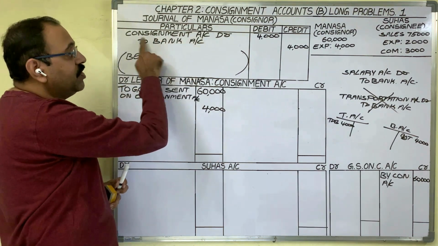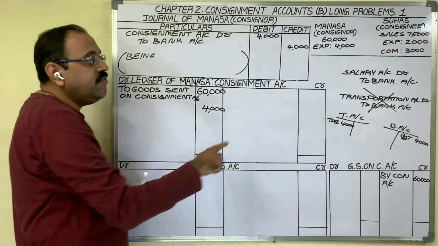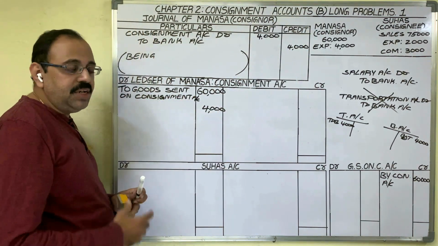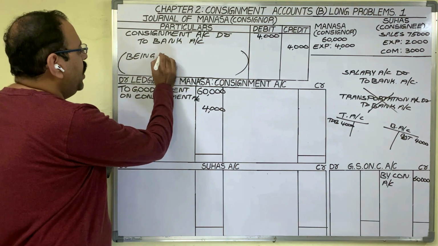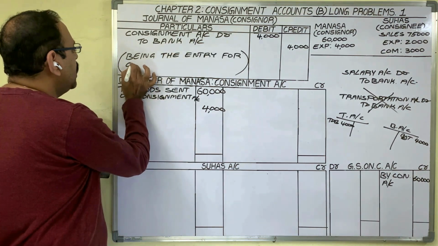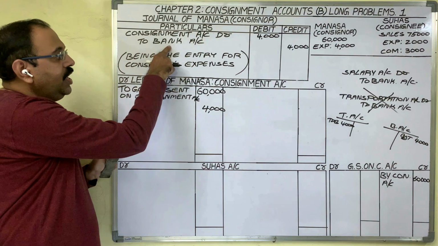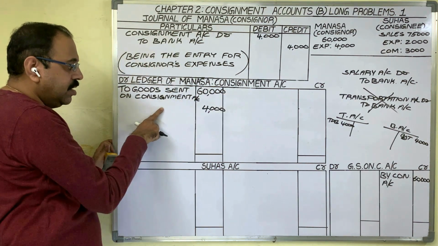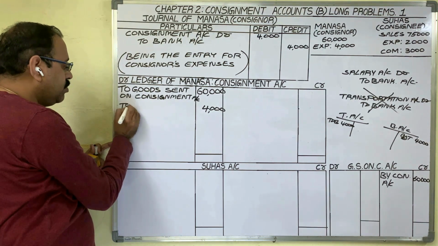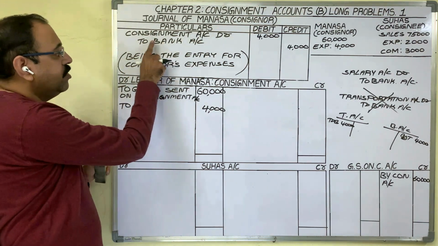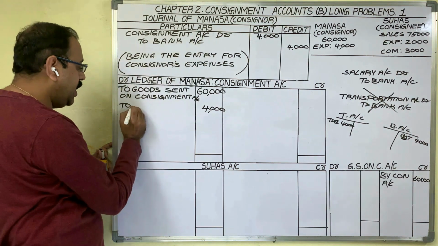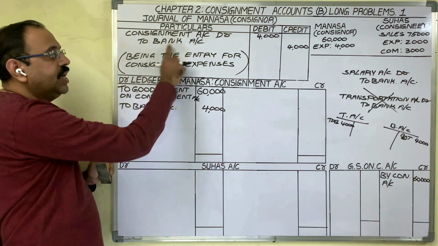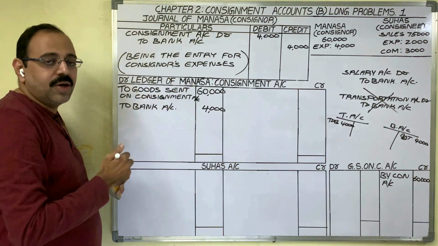So this is the entry for the expenses of consignor in consignor's books. Narration being, the entry for consignor's expenditure. This entry, one time we post in consignment account on debit side. What to write in particulars column? On the credit side, we have bank account now. Write down that word, to bank account. And second time, this entry is to be posted in bank account.